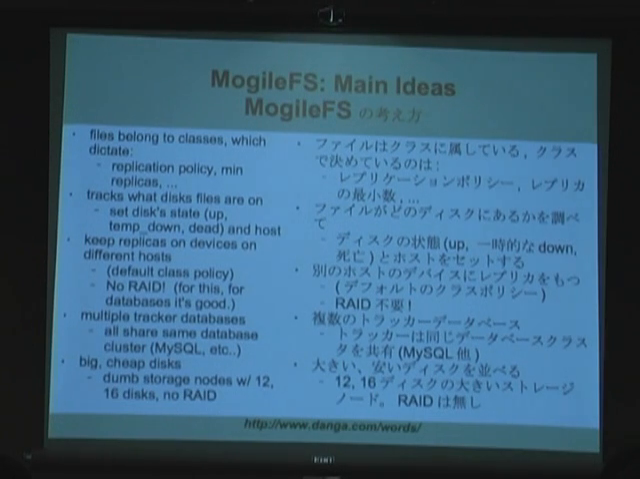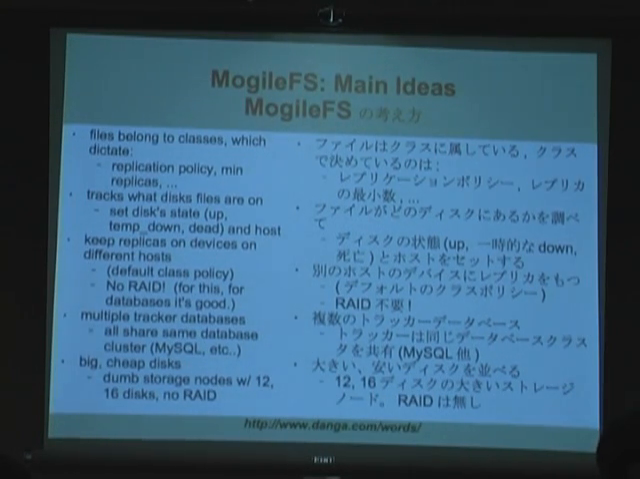The main idea is that a file belongs to a class, and the class that a file is in dictates what its replication policy is, like what hosts and devices it should be on, the minimum replicas. The system tracks what disks are where, or what files are where, what the disk's status is, both what the configured state of the disk is, whether it's up or temporarily down for maintenance or dead, and it also monitors if machines or devices are unreachable, that file systems are still writable, like the kernel didn't remount it read-only. There's a whole lot of stuff that it monitors for you.